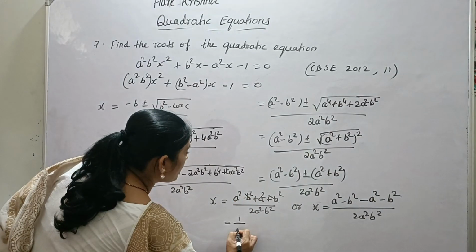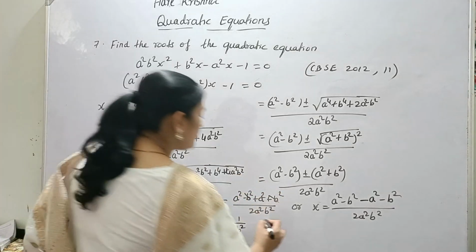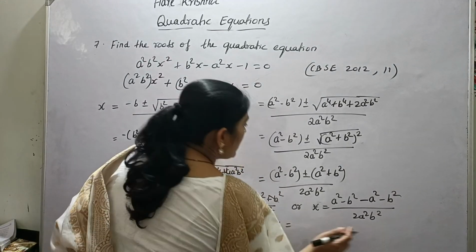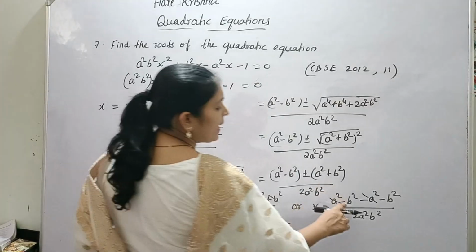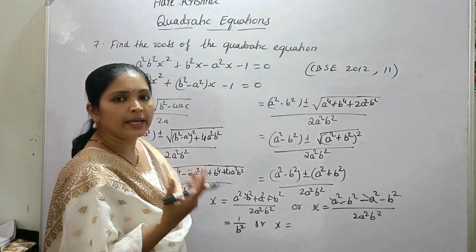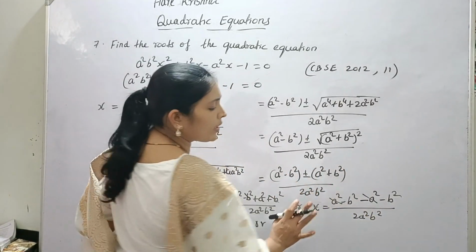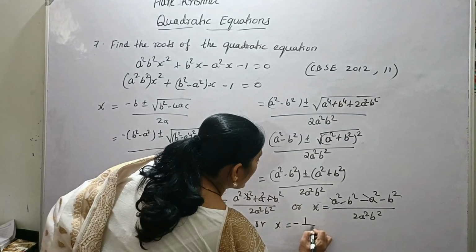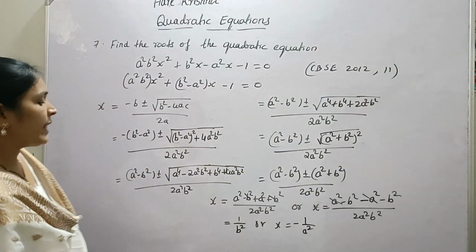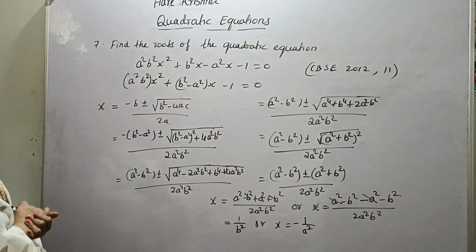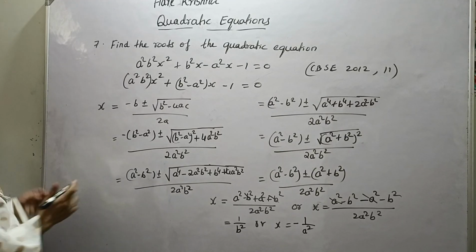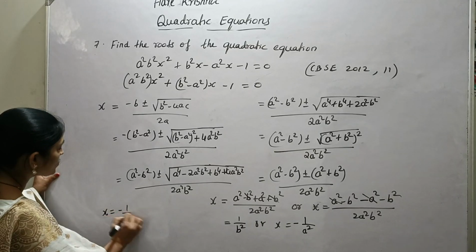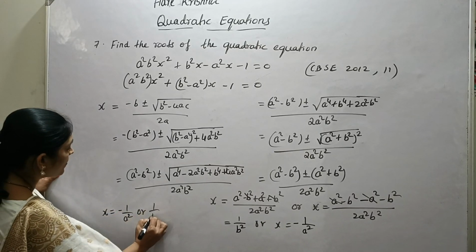So remaining 1 by b square, or x is equal to, here a square minus a square cancelled, and minus b square is minus 2b square. So 2b square cancelled, remaining minus 1 by a square. Therefore the solution is x is equal to 1 by b square or minus 1 by a square. x is equal to minus 1 by a square or 1 by b square.